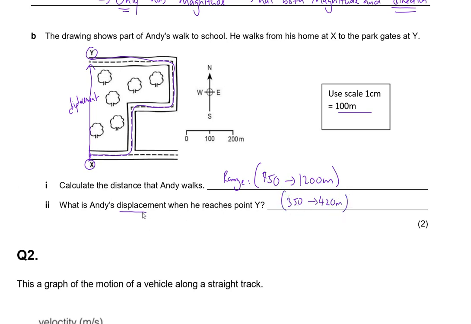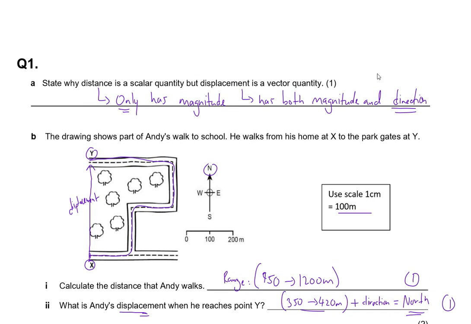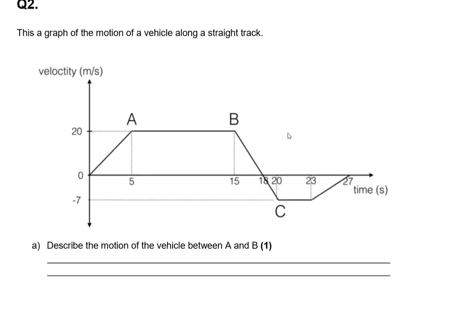Now the important part. Displacement is a vector. A vector must have a direction, so we need to add the direction there. The direction for this one is north. So we need to say our number and then north. This is one mark, and this is one mark with direction, and this is just one mark there.